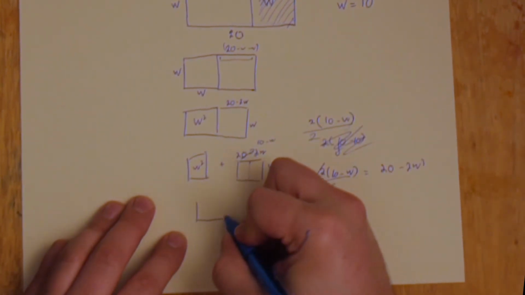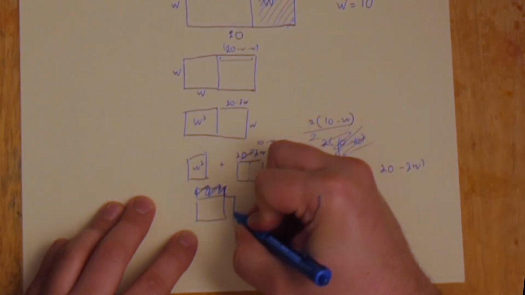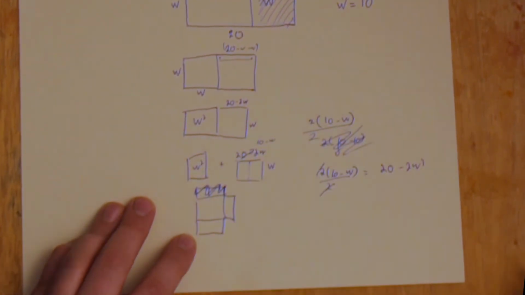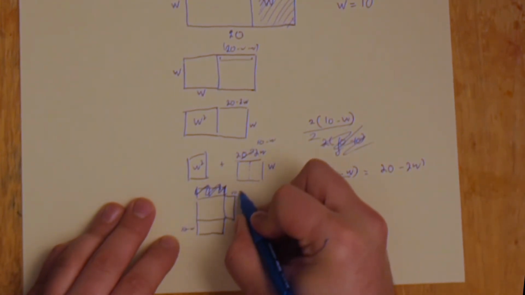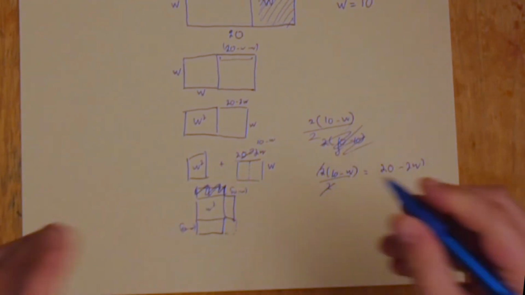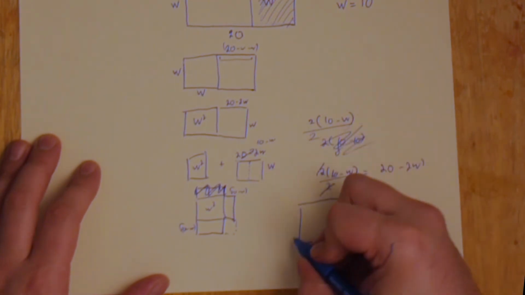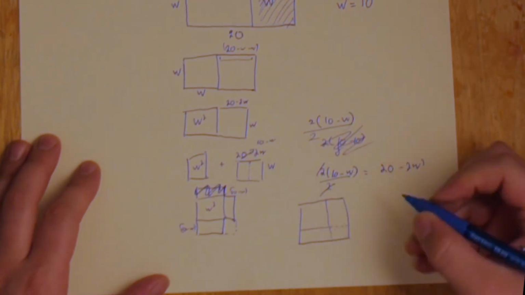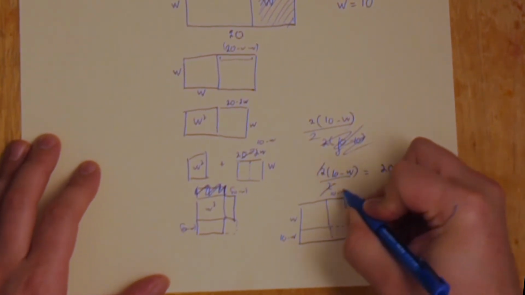So we're going to stick that there, stick that there. Now we have our 10 minus W and our 10 minus W, and then we're looking for this thing. Now here's kind of the problem. Here's another huge clue: if we try to do this, we have our 10 minus W and 10 minus W and W.